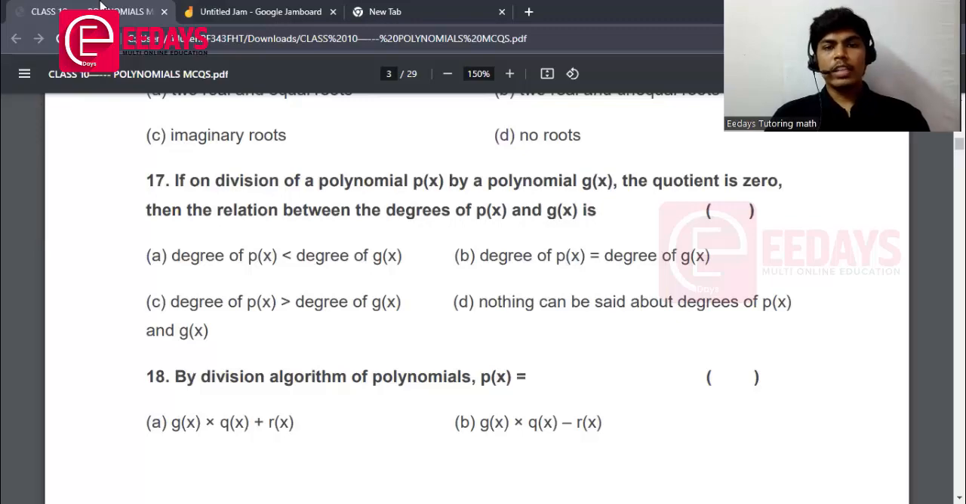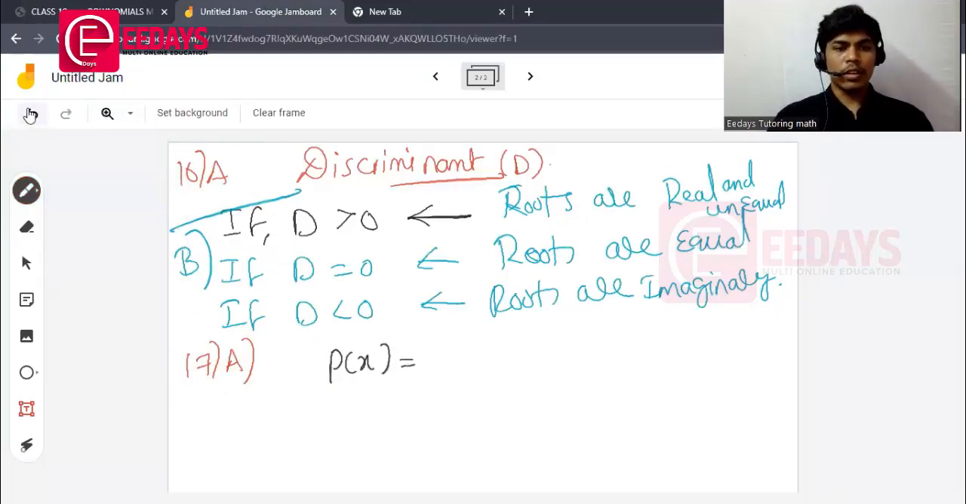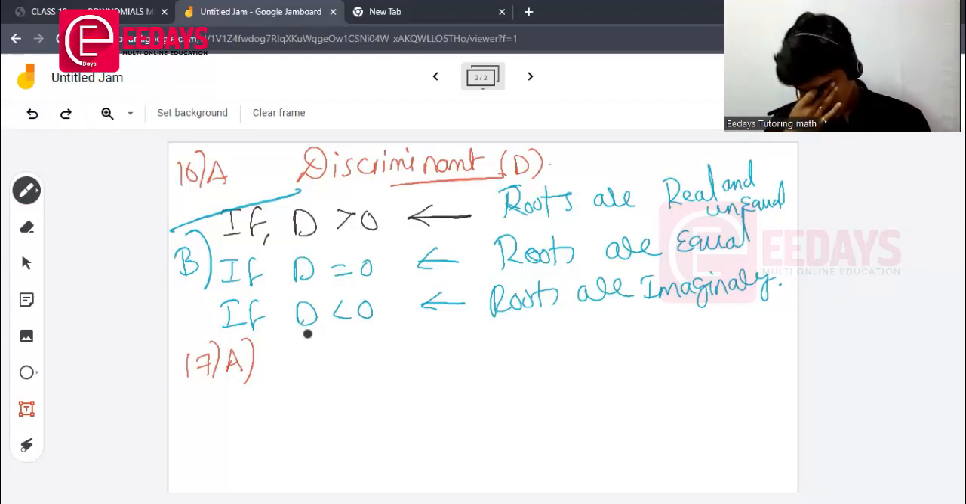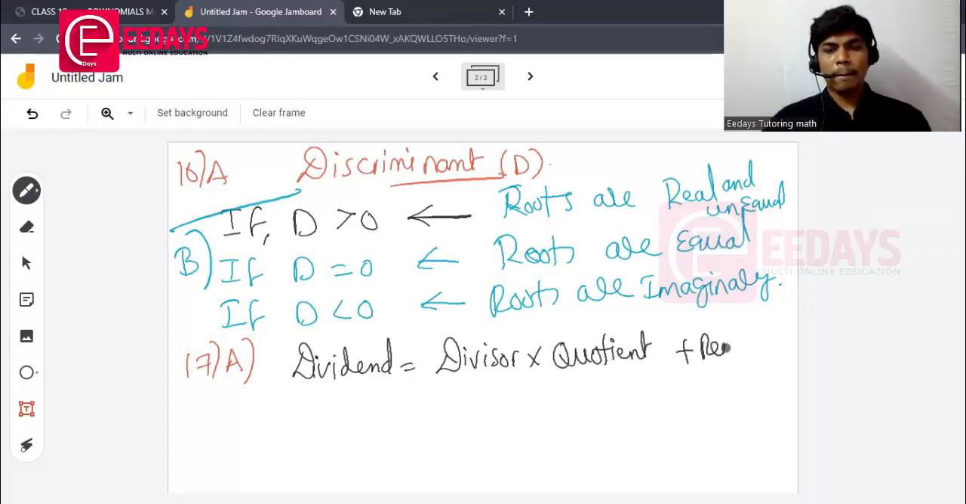The relation between p of x and g of x, quotient is 0. First of all, we know the division algorithm. p of x is equal to, first of all, we have to write like this. What is it that we called? I forgot. Yeah. So dividend is equal to divisor into quotient plus remainder.